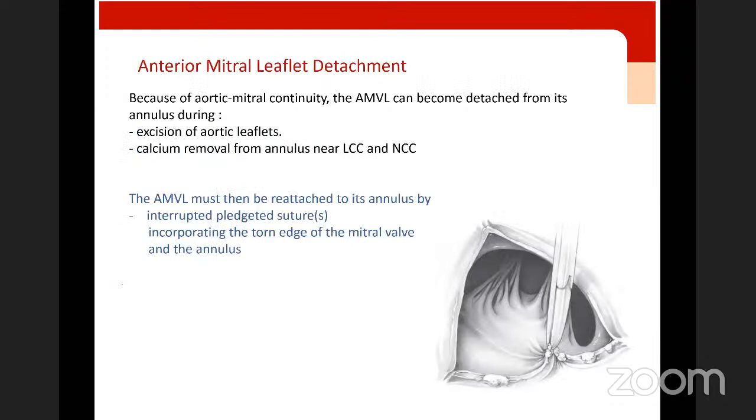Another complication to avoid is the detachment of the anterior mitral valve leaflet from its annulus, which can happen because of the aortic-mitral continuity during excision of the aortic leaflet and also during the removal of calcium, especially in the area near the left coronary cusp and non-coronary cusp. I'll show you a picture later. If this happens, the anterior mitral valve leaflet must be reattached to its annulus by interrupted pledgeted sutures, incorporating the torn edge of the mitral valve to the annulus.